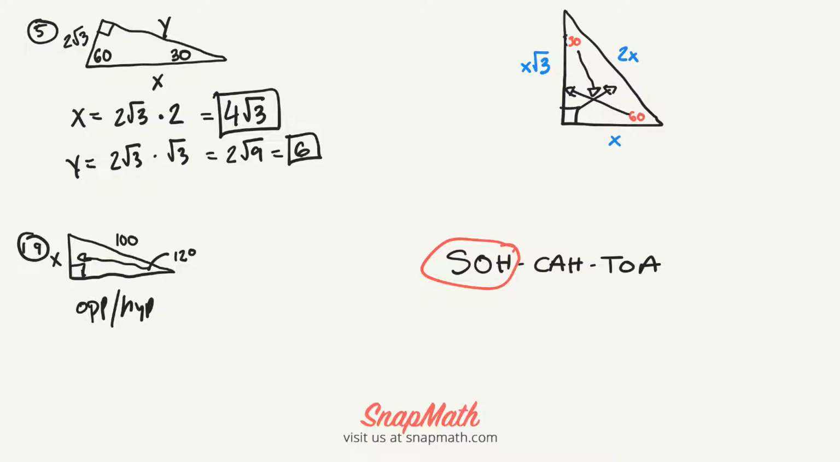So now I'm going to set up my equation. So I have sine, and write the degree, 12 degrees equals x over 100. And then you just multiply by 100 on each side. And x will be 20.79.